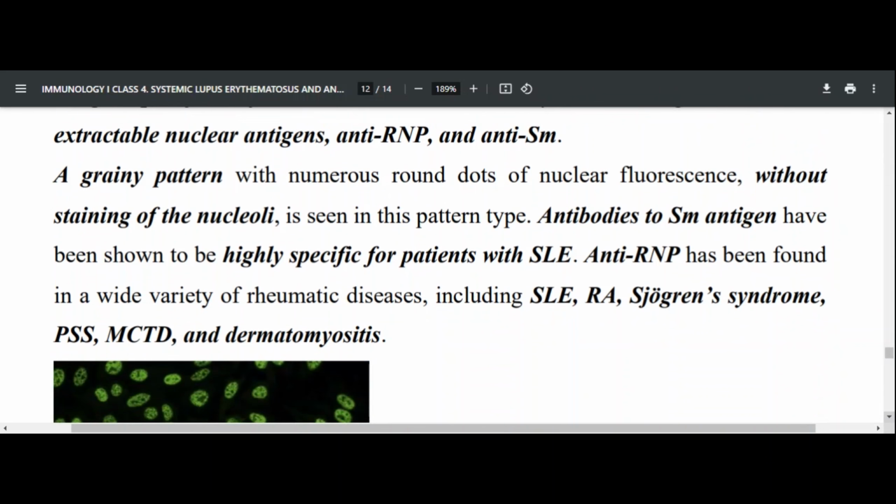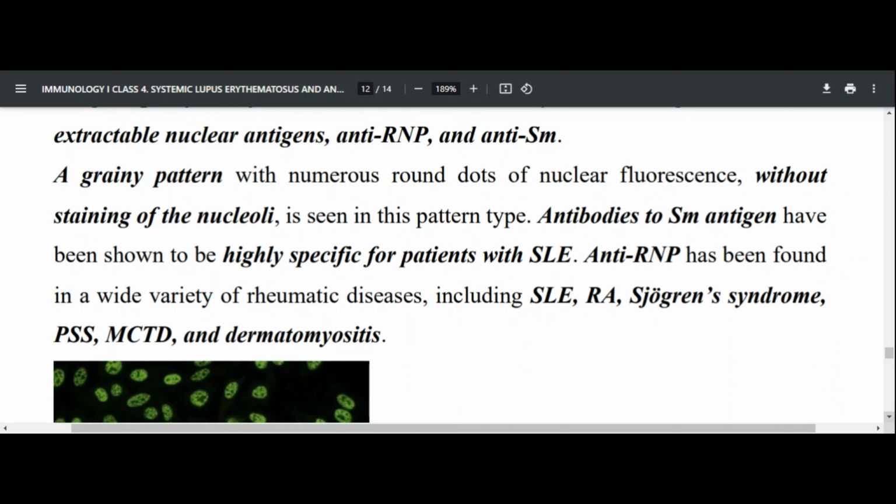We have discussed all these conditions: PSS, MCTD, dermatomyositis, as well as systemic lupus. But we have not yet discussed rheumatoid arthritis, but we will discuss it later. Those are the antibodies against ribonucleoprotein. But antibodies against Smith are very highly specific for systemic lupus.